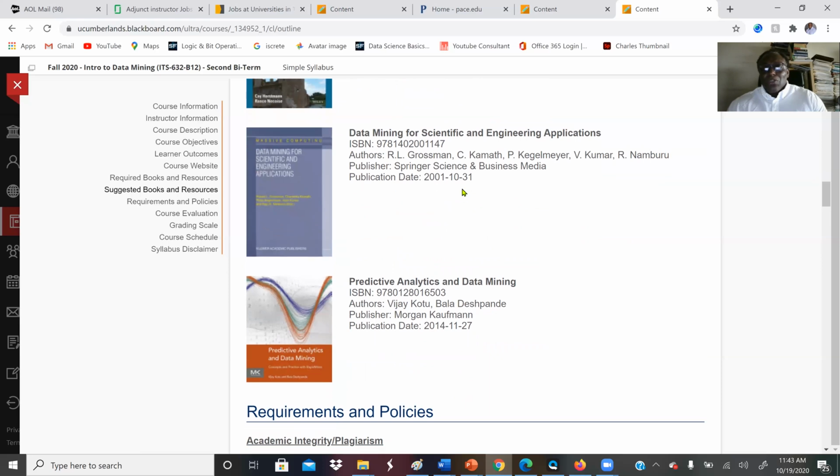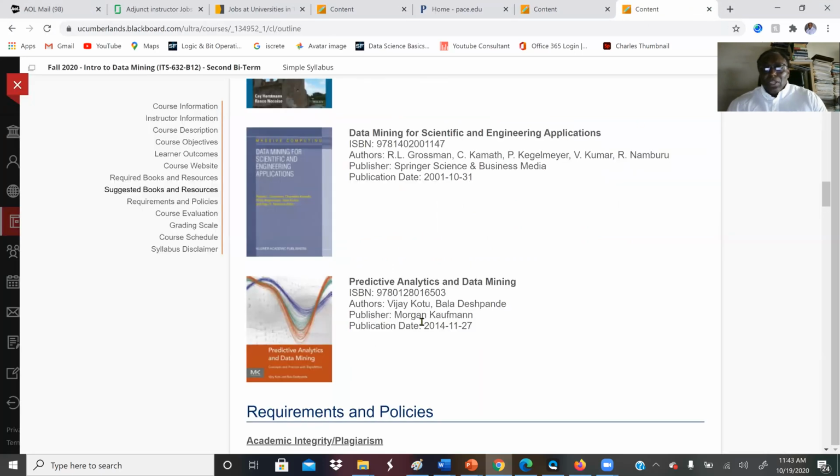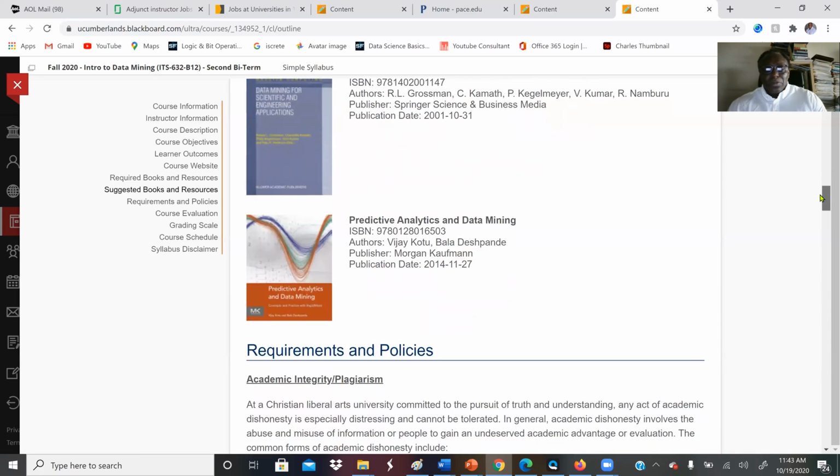We also have Data Mining for Scientific and Engineering Applications. Also Predictive Analytics and Data Mining. That's a very good textbook. I have read this textbook before. The only thing is, this textbook doesn't have any exercises or questions at the end of the chapter. So it's more or less a very good textbook for a person already in the profession. But it's a very good textbook. It discusses almost all the algorithms.